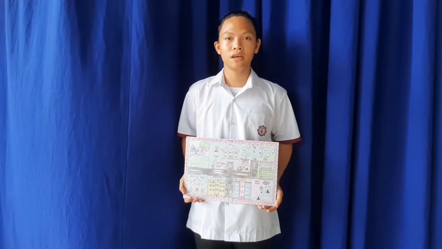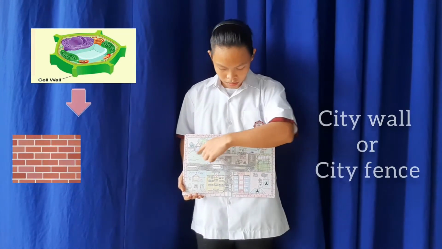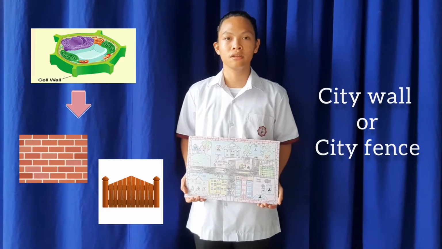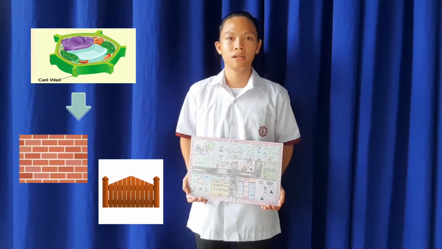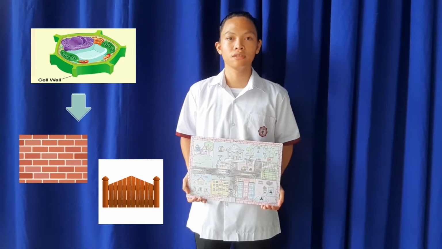Let's begin with the cell wall. The cell wall is like a city wall or city fence that surrounds the city and protects it from items outside. Just like the cell wall, it provides protection and structure to the cell.